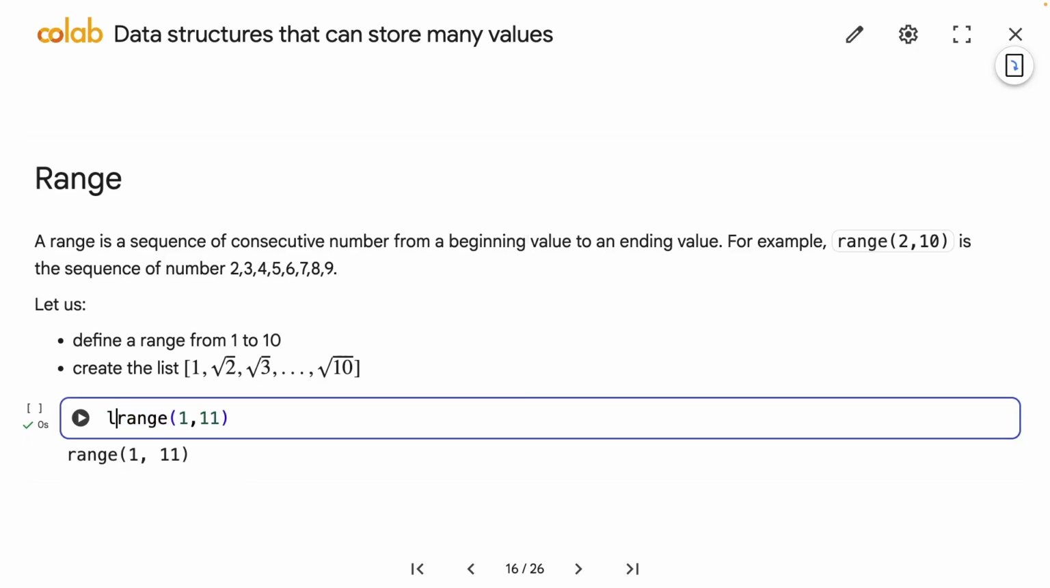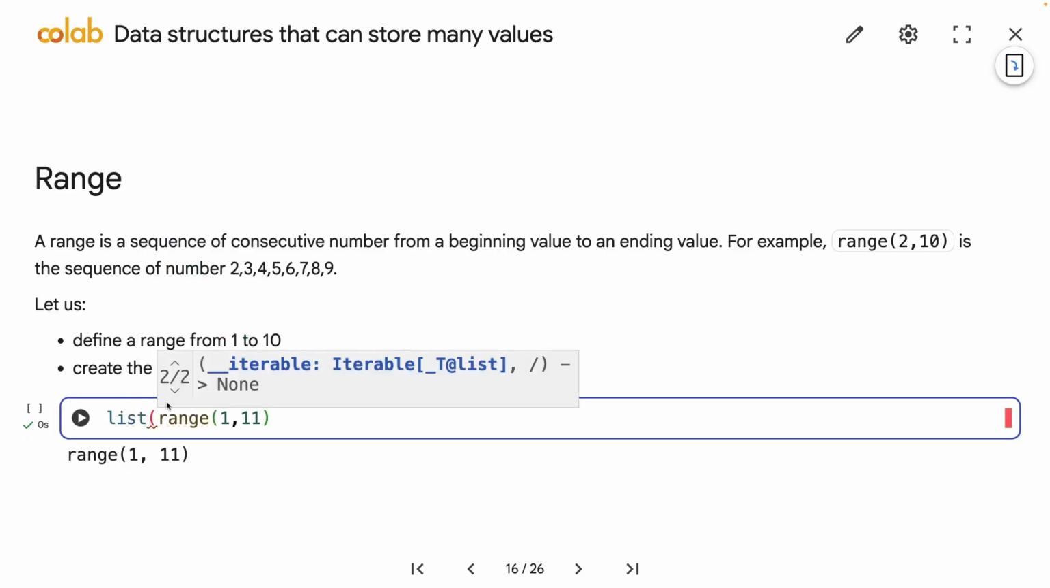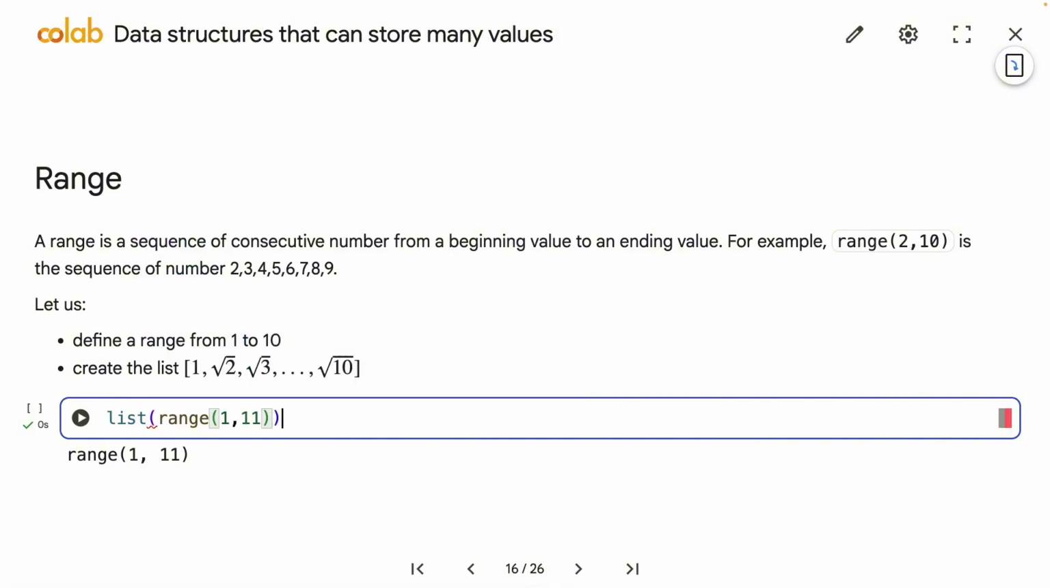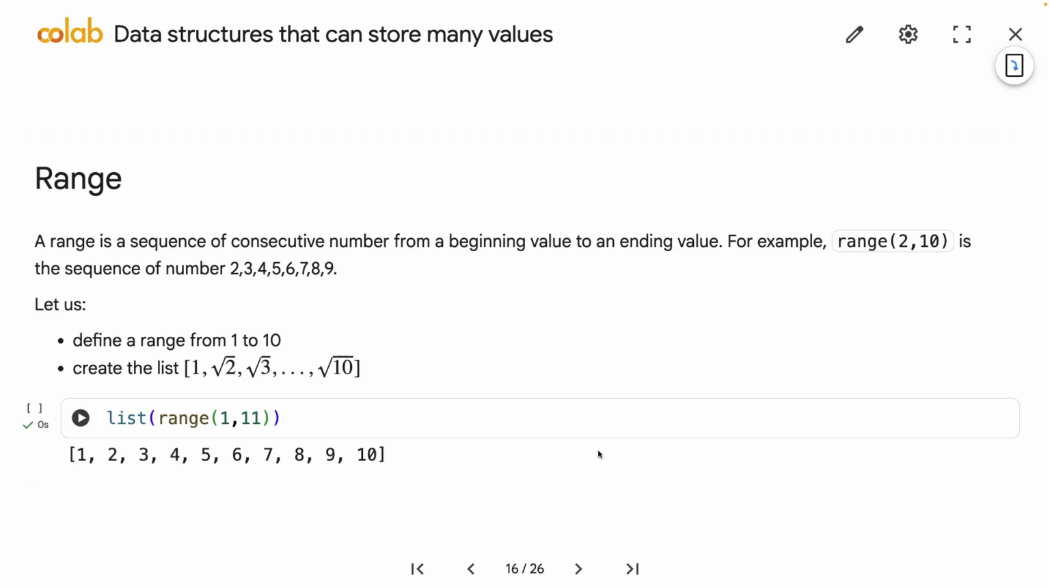What we can do is that we can convert it into a list. So range 1 to 11, not including 11. And then I include it in a pair of parentheses and then put list, which is the name of the data structure list, in front of it. That will convert the range into a list. Now we can see that it's the values from 1 to 10, right? Stopping right before 11. Okay.